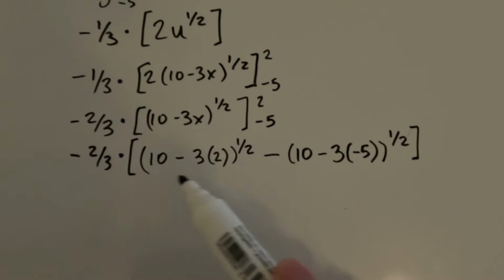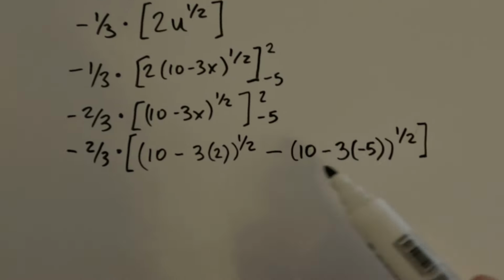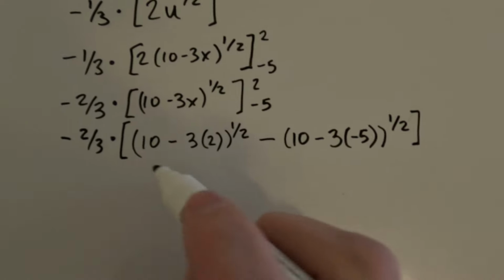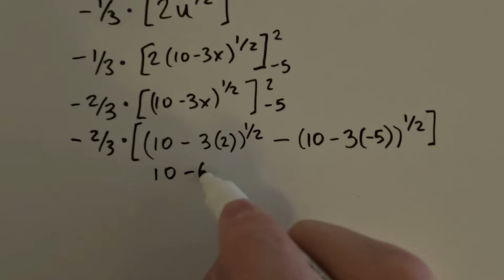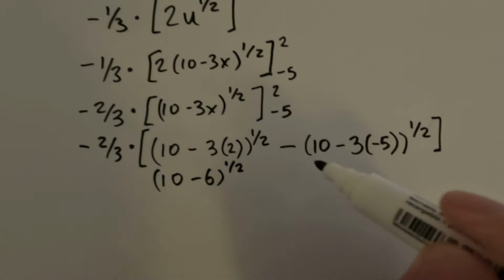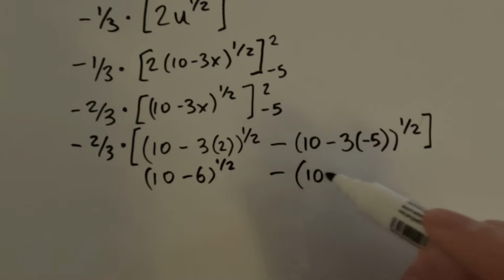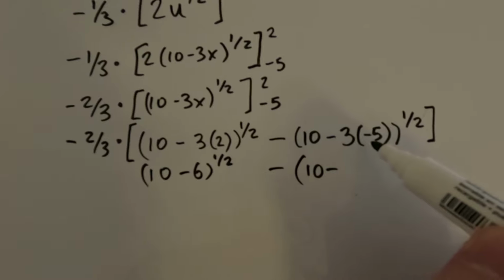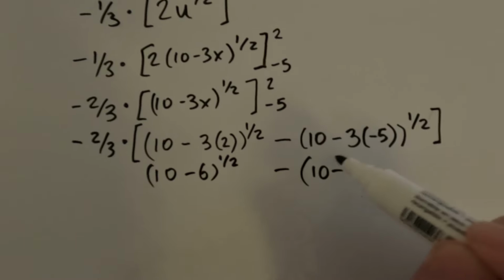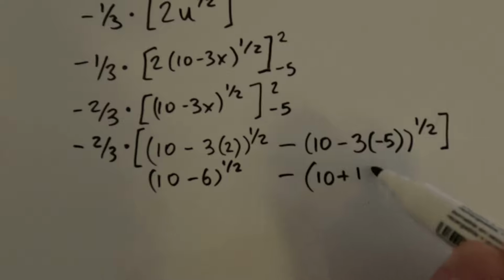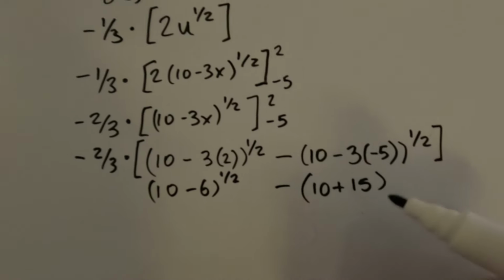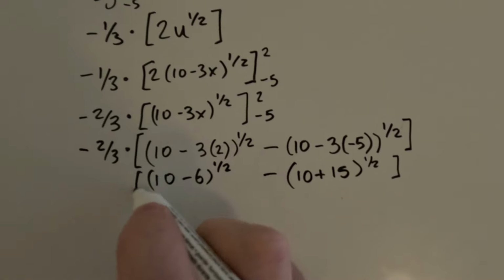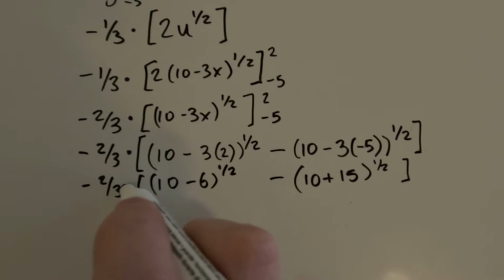Now we need to compute these two individual parts. So the first one is 10 minus 3 times 2 to the half, so that's 10 minus 6 to the half. The second one is 10 minus 3 times minus 5, which is minus 15, so it's 10 plus 15. As I say, this is where you can go wrong. And that's to the half. Put our minus 2/3 back outside.